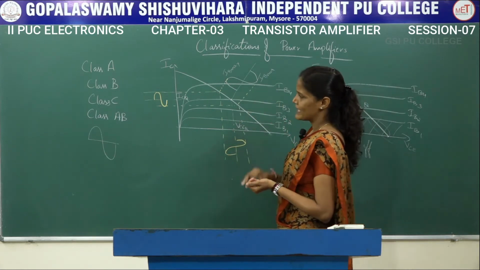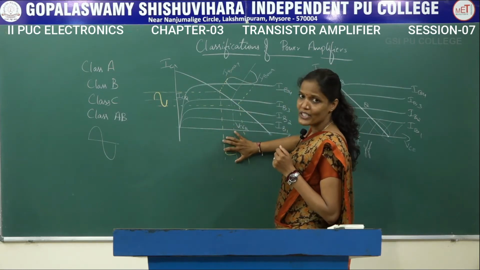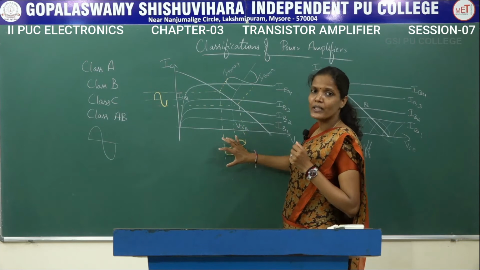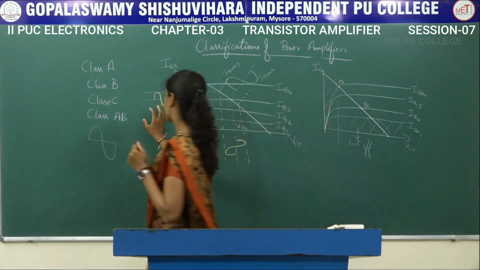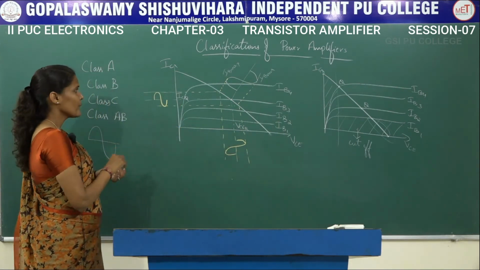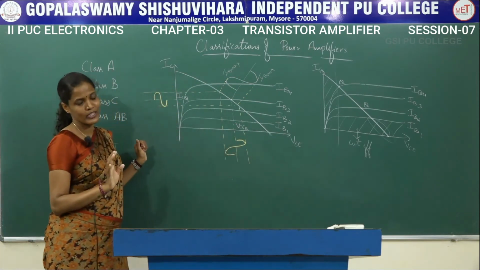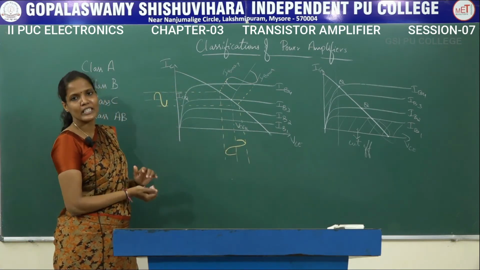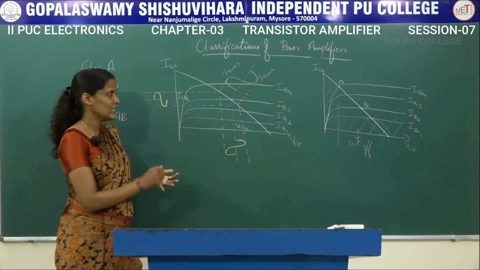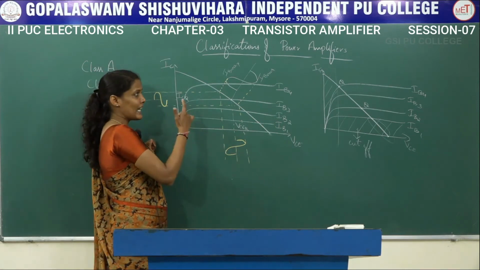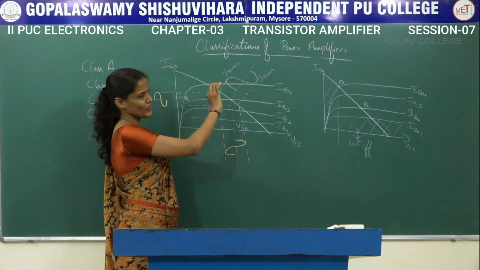So in this particular diagram, all of the input signal is appearing at the output signal. This is the output voltage which is measured across the collector and the emitter, and this is the collector current. That is, all of the input signal is appearing at the output. The complete input signal appears at the output. There is no distortion. That is, the collector current flows for the entire 360 degrees of the input cycle.